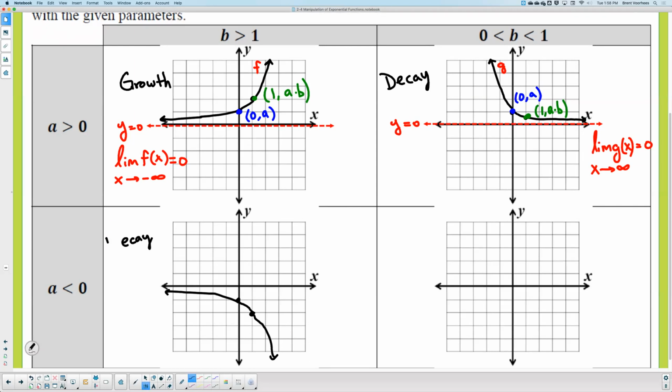This will also be decay. Now, if you're wondering, wait, what scenario is this? This is when a is negative and b is greater than 1. Go ahead and still put the same key features on. Get used to those. So we'll have that y is approaching y equals 0. These key features should not change. This should be (0, a). This point right here will be (1, a·b).